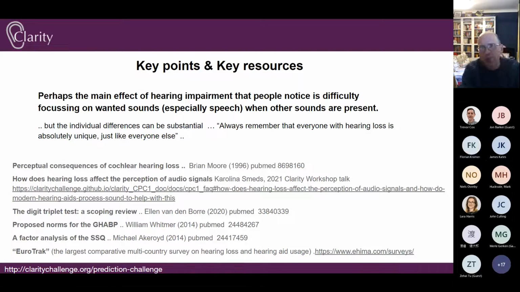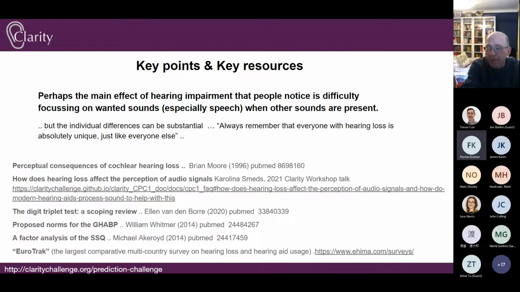But perhaps the most important thing to remember about hearing impairment is that everybody is individual. We always draw graphs with means and nice pretty standard deviations, but to misquote a famous quotation, always remember that everyone with hearing loss is absolutely unique, just like everyone else. As I'll show you on the next slide, the variation in thresholds and the variation in scores that you can get for people with nominally the same amount of hearing loss is really quite extreme. And that's one of the things behind the Clarity Challenge: to remember that everybody is individual, and we've been trying to make things unique for our people.